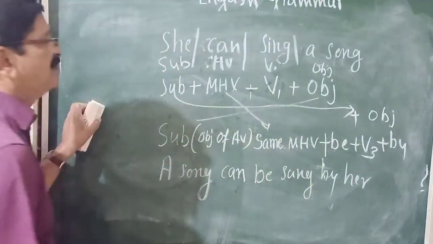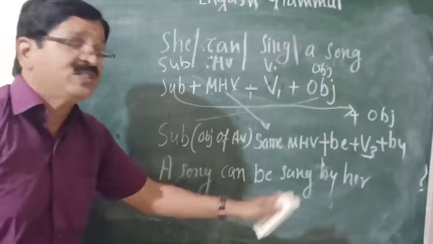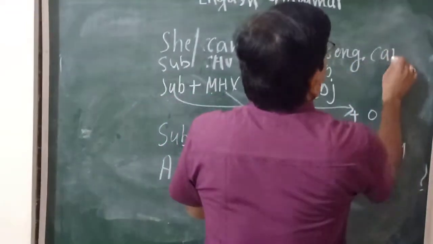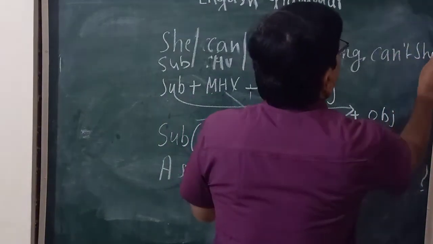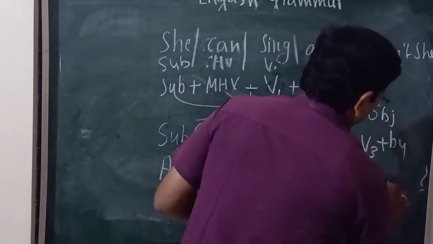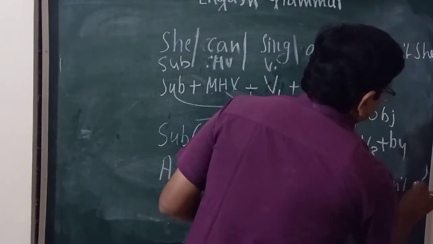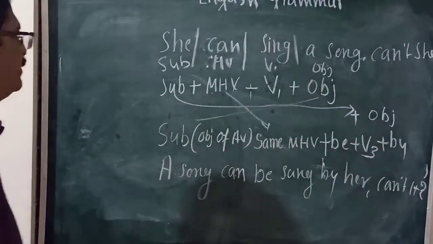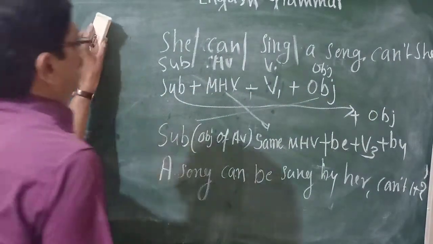Frame the question tag for both active and passive. Here, can't she, and here, can't it. Okay. One more example for this.